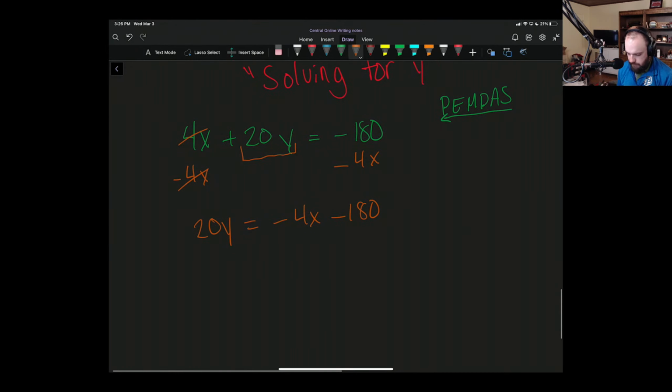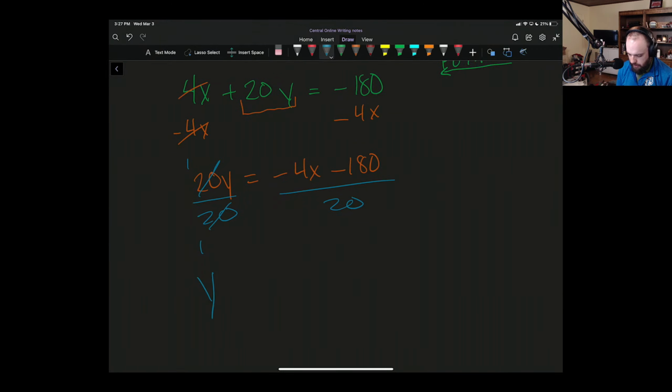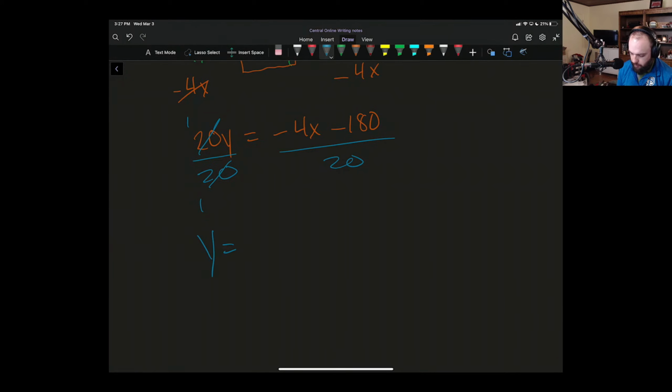And this is 20 times y, so I need to undo that. We're going to undo that by dividing by 20. The 20 is reduced, so we're left with y equals. On the left-hand side, I'm going to separate this out, right? We have a minus sign right here, so I'm going to separate my fraction right at that minus sign. So we're going to do negative 4x divided by 20. We also have minus 180 divided by 20. All right, and from here, we're just going to simplify.